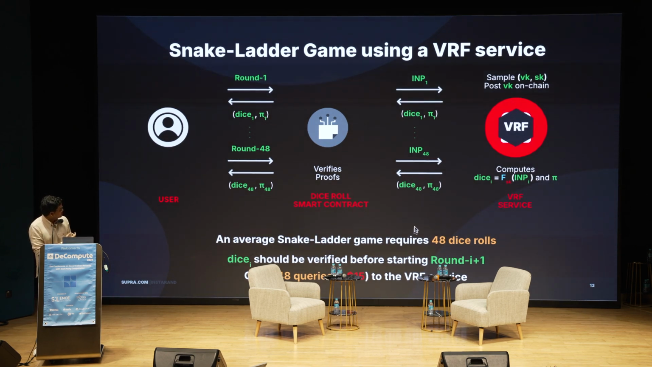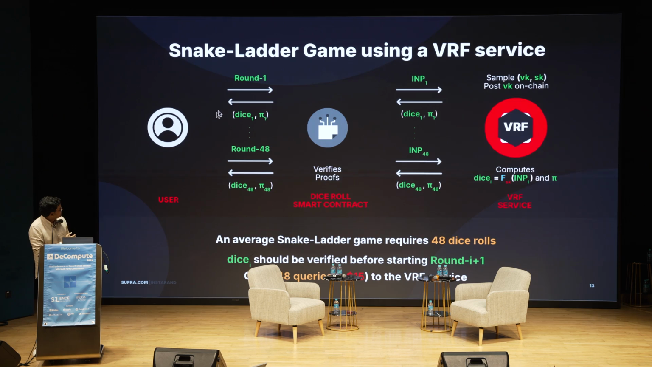on the right. So the user is going to invoke the VRF service with the first input, say round one, and this input is going to be provided to the VRF service via the smart contract, and the VRF service generates the die and the proof that it was correctly computed. And this die and proof is sent back to the user. The user uses it and proceeds to the second round. And this will be repeated for, say, 48 rounds, because an average snake and ladder game requires 48 dice rolls.